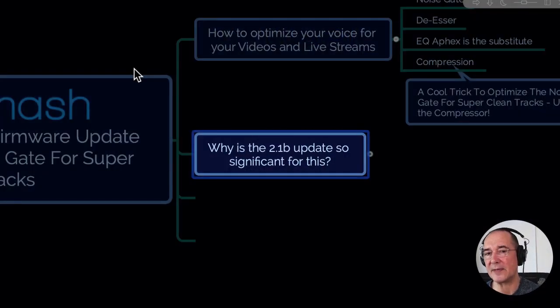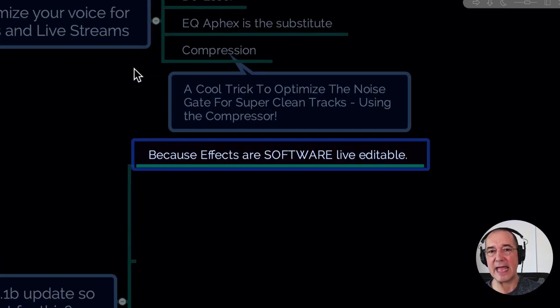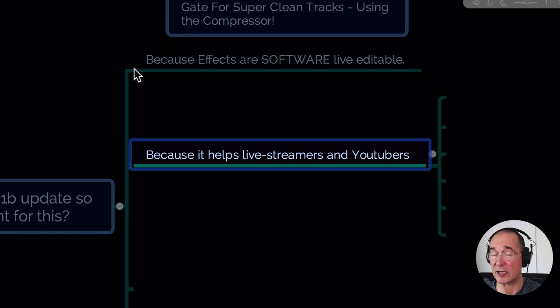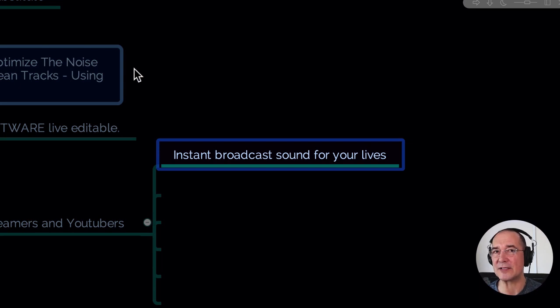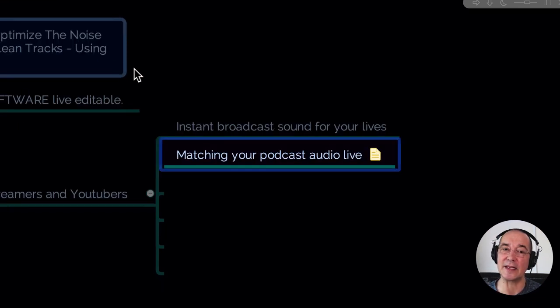But the 2.1 beta update has been an awesome update, and mostly because the effects are live editable on the console itself and editable through software. And that means that they now have given us some tools that can live on the desktop or on a laptop that allow us to shape the sound of the console as we're listening to it through our headphones. And that's a really awesome feature. And so it helps live streamers and YouTubers because it allows us to create an instant broadcast-ready sound for our live streams and for our videos.